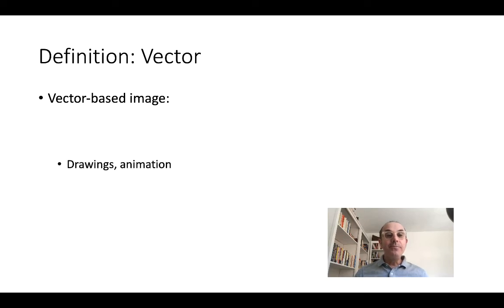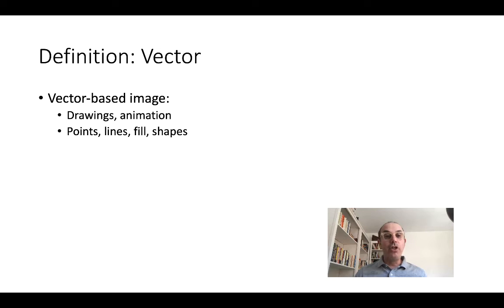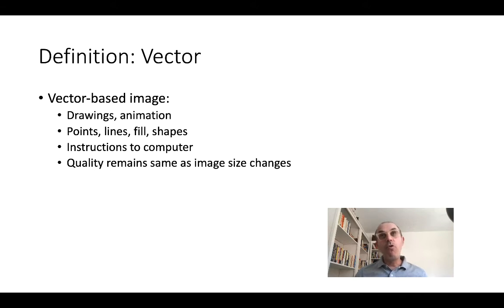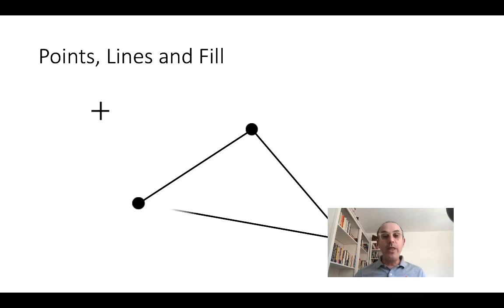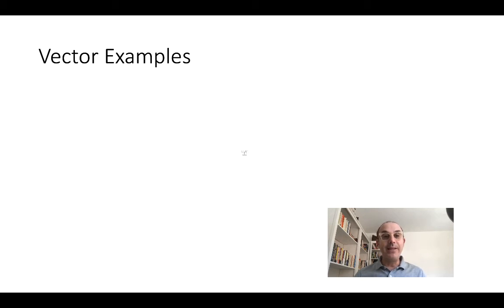Vector, on the other hand, is the idea of drawing and animation. It is based on points, lines, fill, and shape, and instructions to the computer, and the quality remains the same as the image size changes. Usually, the tool often used to build vector is Adobe Illustrator. So basically, we have lines or points, and we usually fill them out.